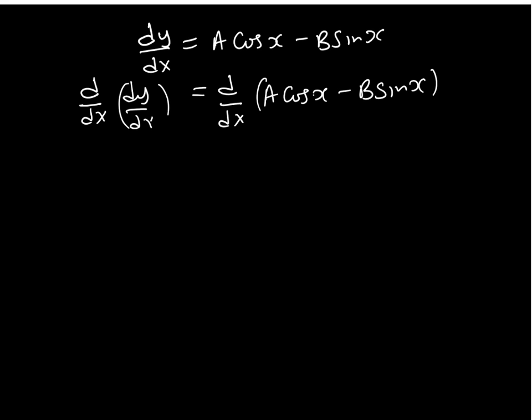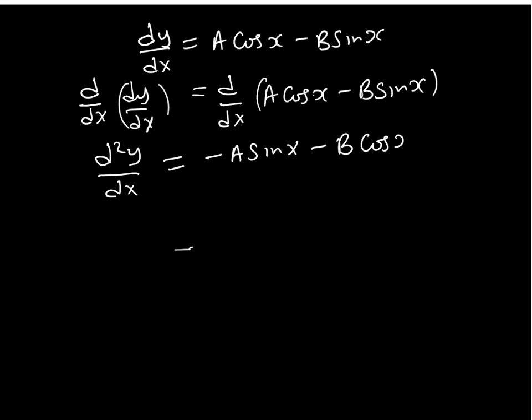So let's differentiate again. When you differentiate again, you will end up with the second derivative being equal to minus a sine of x, minus b cosine of x. Why something like this? It's because when I differentiate a cosine, I get negative sine. And when I differentiate a sine, I get a positive cosine. But there's a negative sign before, so we end up with this equation.